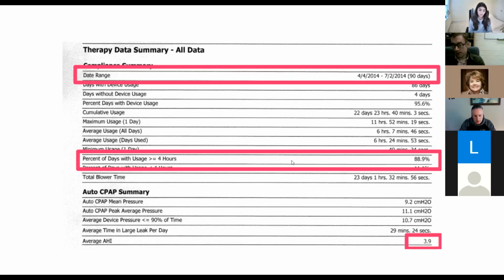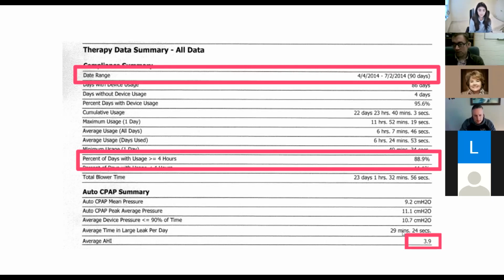That's how they define adherence and will pay for the device. So usually insurance will rent the device for 3 months. And then if this number is greater than 70%, they'll pay for the device, and it's the patient's. And then you want to make sure their apnea is well controlled.